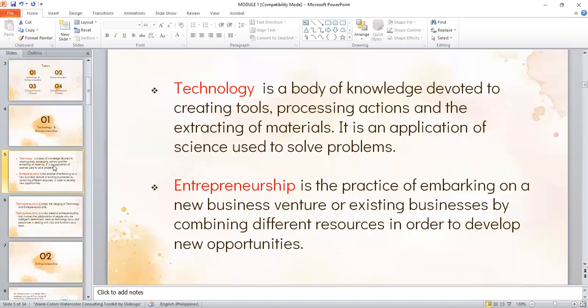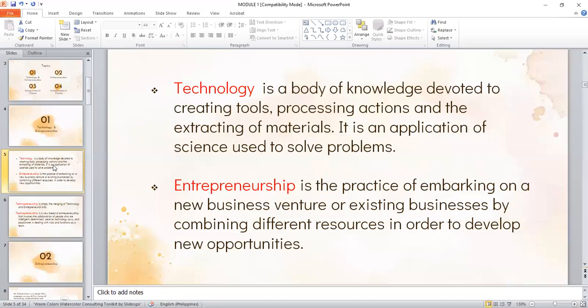And the end goal is always to make life easier and to make life more enjoyable. So using science as a tool, innovating to make life enjoyable. So I think that is the simplest definition of technology.